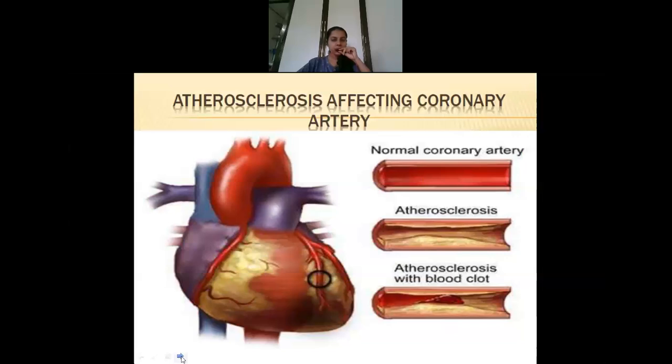So this is just the picture of the normal coronary artery. This is what happens in atherosclerosis, that is atheroma or fat deposition or plaque deposition. Here you can see yellowish, no? That is an atheroma or plaque deposition in the blood vessel. So that will narrow or obstruct the blood flow.